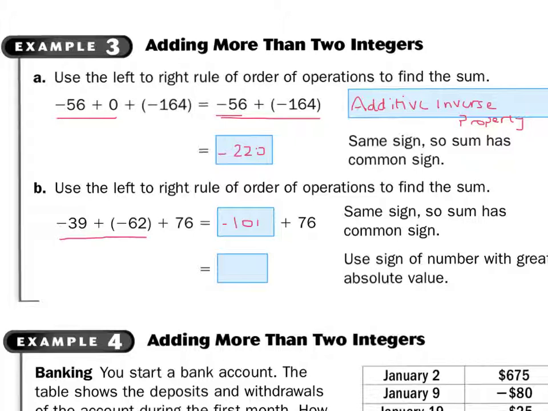When you're adding 2 numbers, negative 101 plus 76, that have different signs, one is negative and one is positive, you subtract the numbers. 101 minus 76 gives you 25. You're going to give this one, though, a negative sign, a negative 25, because the 101 is larger and it had a negative sign with it.